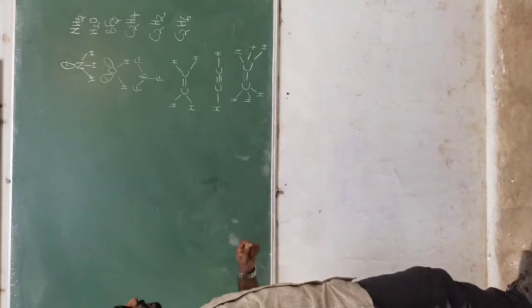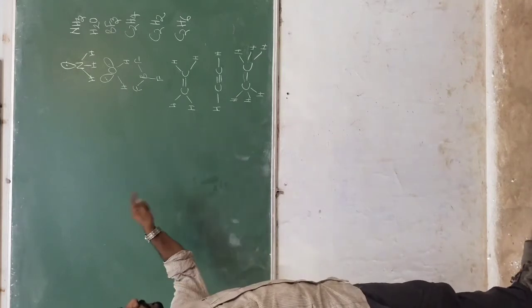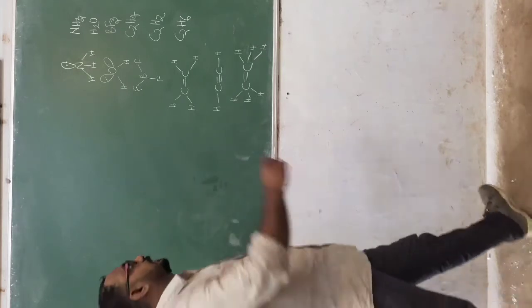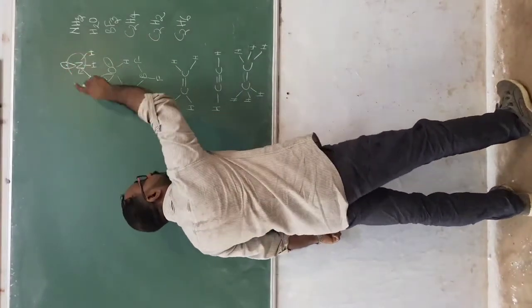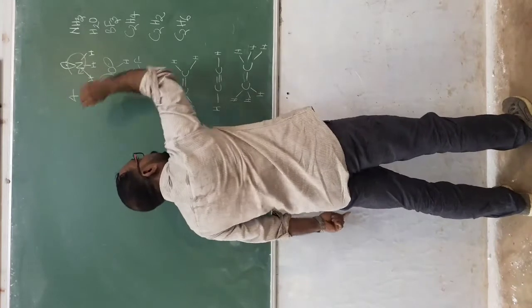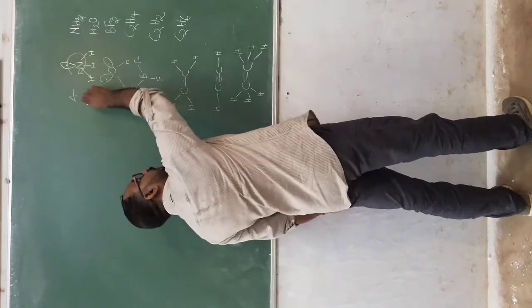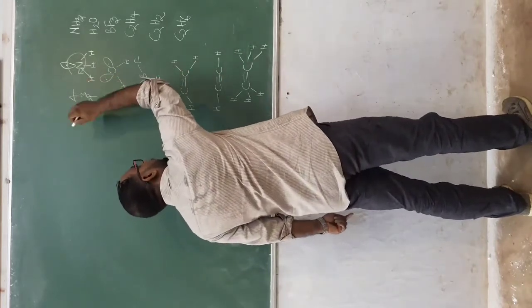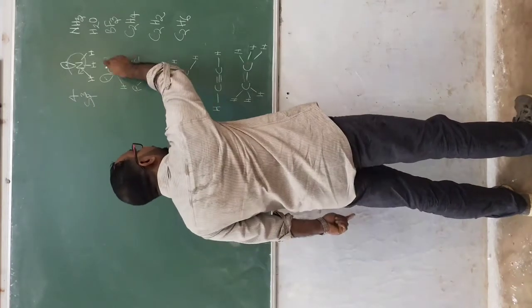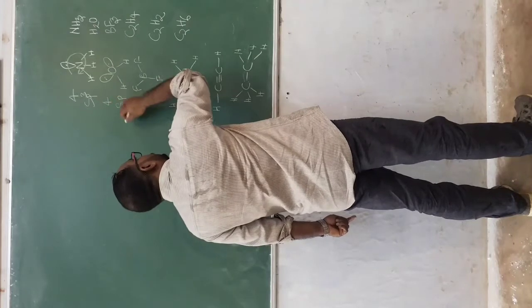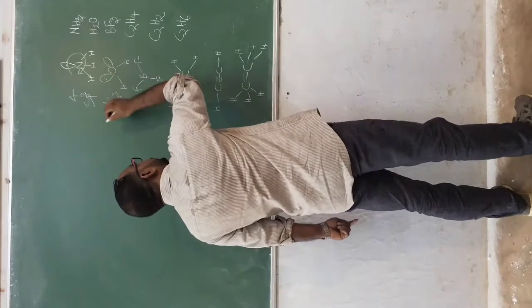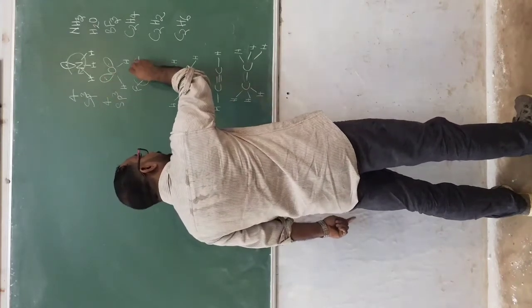So how to predict? You need to count how many pairs of electrons are around the single atom. In NH3 there are three bond pairs and one lone pair, so totally 4. So 4 hybrid orbitals are required, so sp3 hybridization. In H2O, 2 lone pairs and 2 bond pairs, again 4 pairs of electrons, sp3. In BF3, only 3 are there.